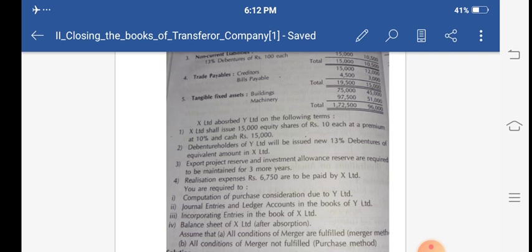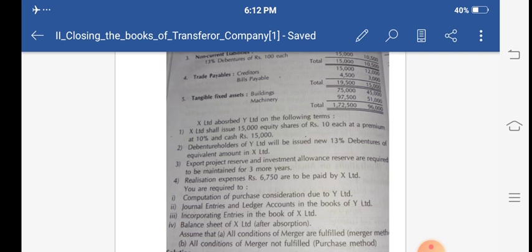Which are those first steps? The purchase consideration you have to calculate for the purchase method as well as the merger method. As well as the closing entries in the books of the transferor company, which are also the same, so you have to pass these entries. The last one is not common. For the merger method there are different incorporating entries, and for the purchase method different incorporating entries, and the balance sheet we have to prepare separately.